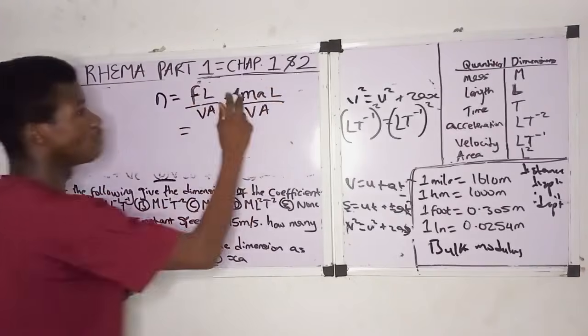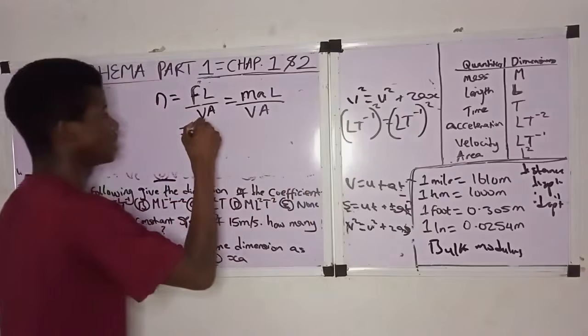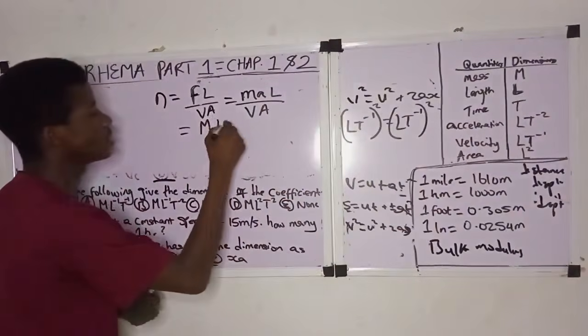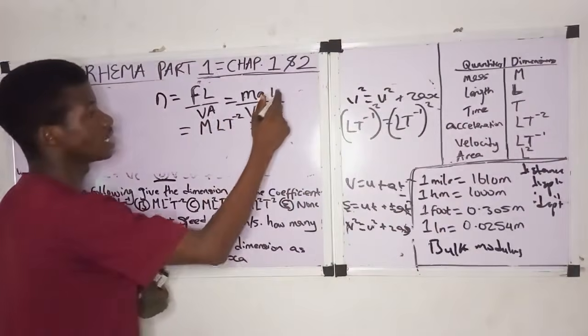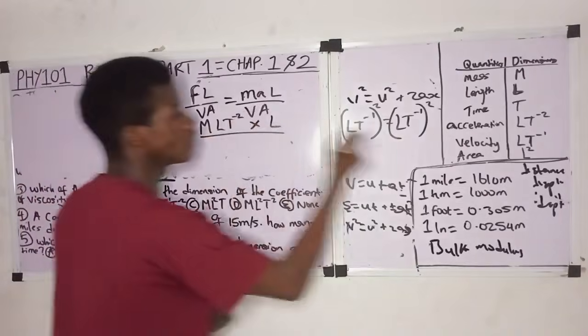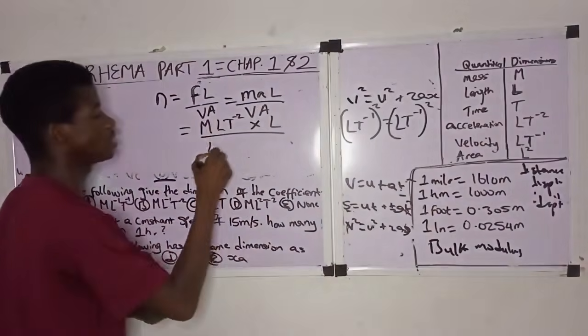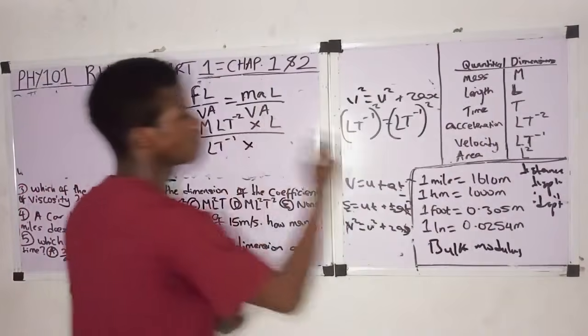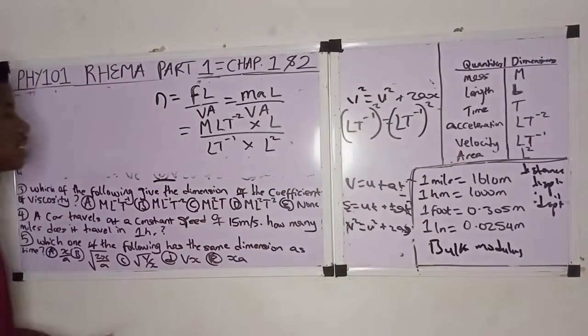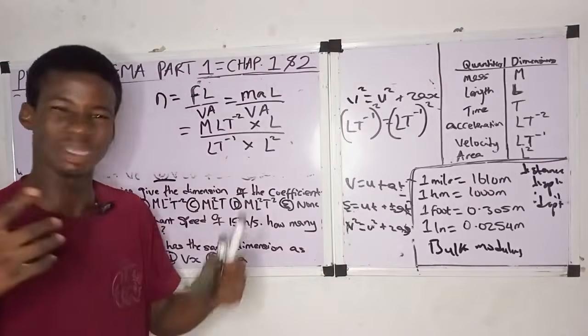If we continue, the dimension for mass is capital M. The dimension for acceleration is LT raised to minus 2. Then times the dimension for length, which is L, divided by the dimension for velocity, which is LT raised to minus 1, times the dimension for area, which is L raised to power 2. Now we are going to simplify all these things.